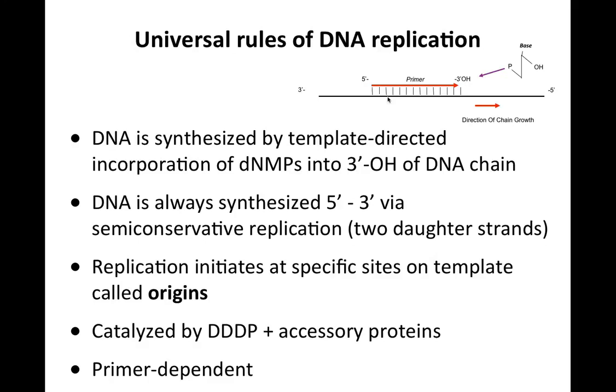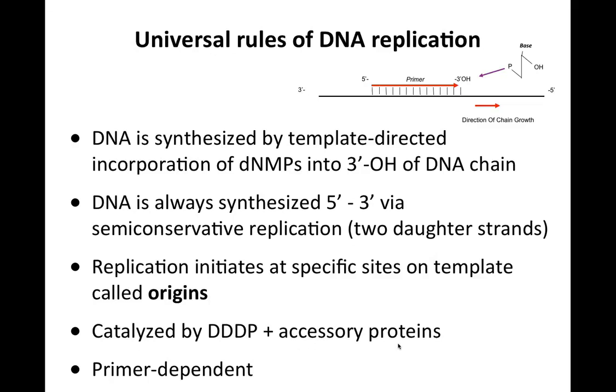Replication always initiates at very specific sites on the template, and these are called origins of replication. And we will talk a lot more about origins this week. DNA synthesis is catalyzed by an enzyme called DNA-dependent DNA polymerase, and that's our acronym for it, ddDP. But it's not enough just to have a DNA polymerase. There are a lot of other proteins that are needed, as you will see, for DNA replication. We call those accessory proteins.